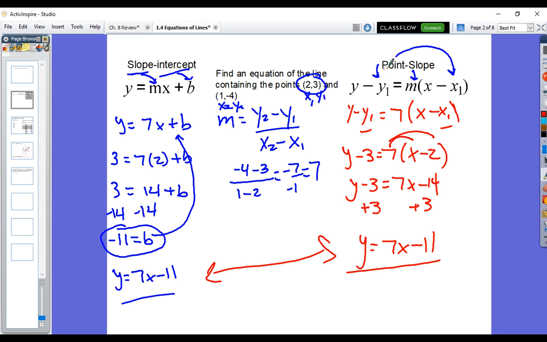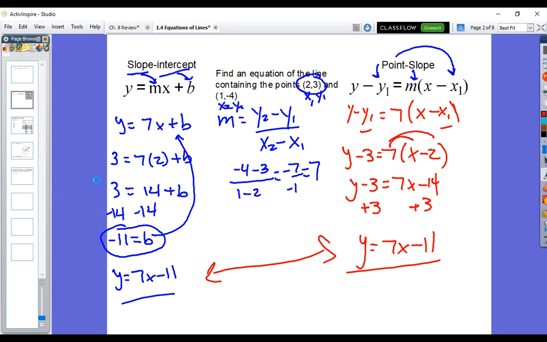The great thing about point-slope is that sometimes they don't give you the y-intercept, but they give you two points. Then you just plug that in, and there's your equation. But if they specifically ask for it, you can easily turn a point-slope equation into a slope-intercept equation.